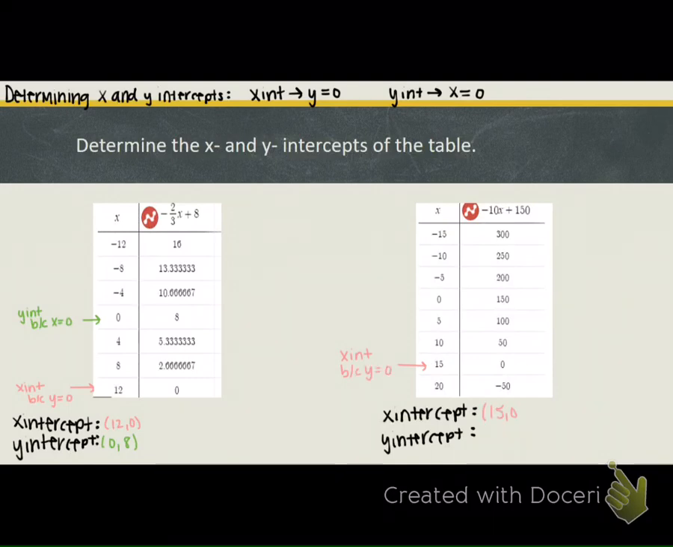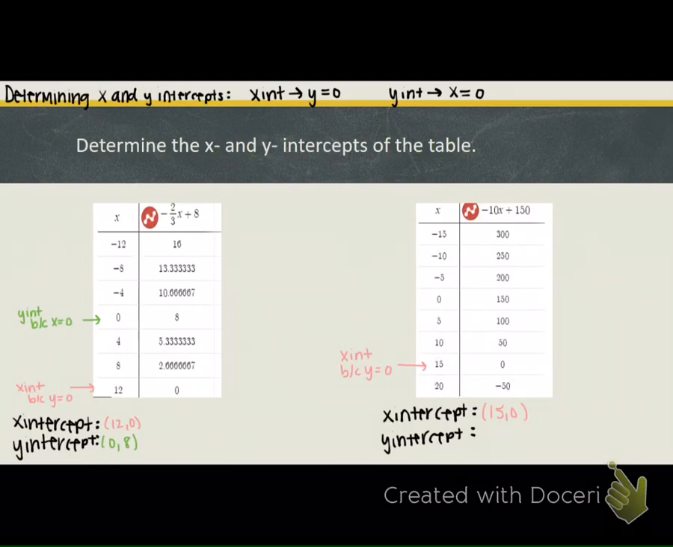Damien, can you tell me what my y-intercept is? So it says y-intercept is when you look for when x is 0, Damien. So look in the x column, when is x 0? What number is that? Yeah. So your y-intercept is here because x is 0.